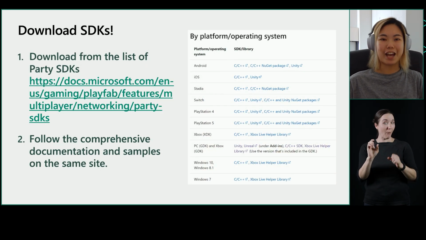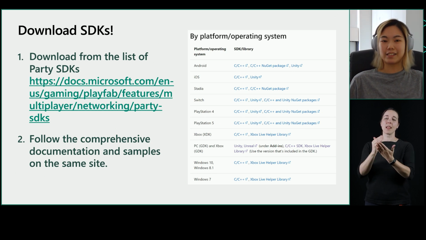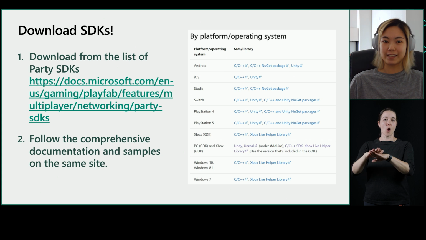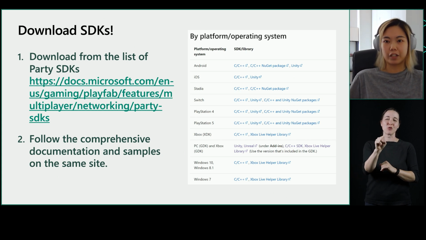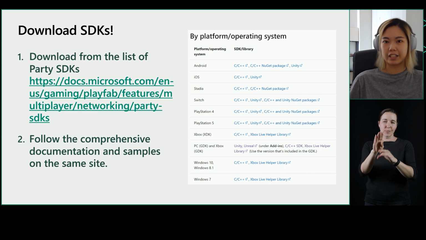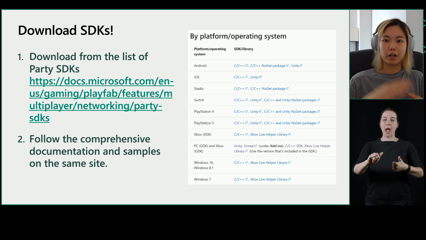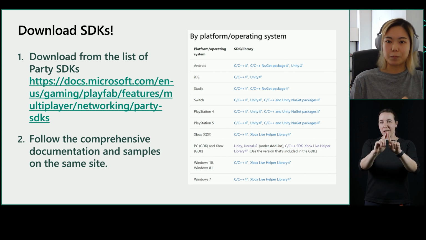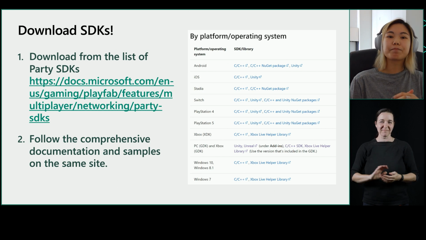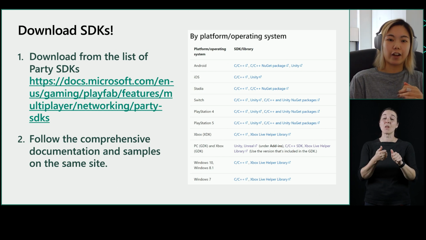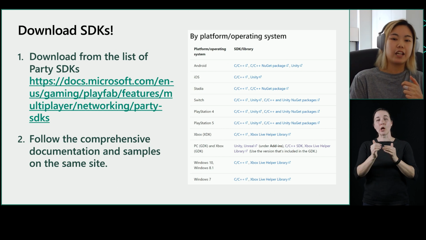So where can you actually go and download the SDKs? We have a list of our Party SDKs on our documentation site, which is this link here. You can also just search in your browser. You can quickly find it. We have, sorted by platform, all these different platforms that we support and the libraries for each platform. You can follow the comprehensive documentation, samples, and quick start guides to get you started.